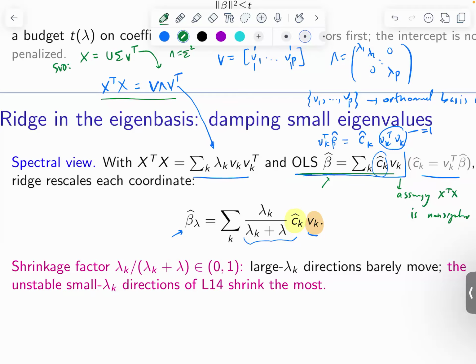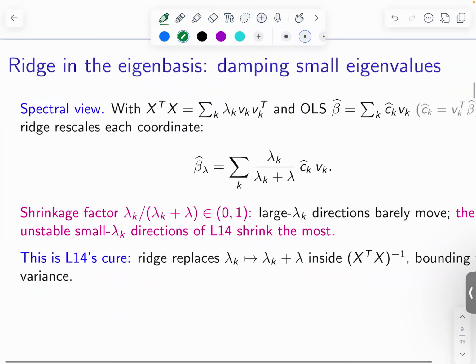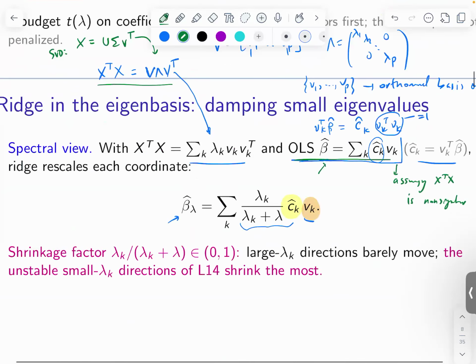So far, so good. Okay, so that's one view. The other one is that we are inflating this. The lambda here is going to do a good job. So if you increase lambda, you're going to dampen more. So even the larger ones are going to go down.